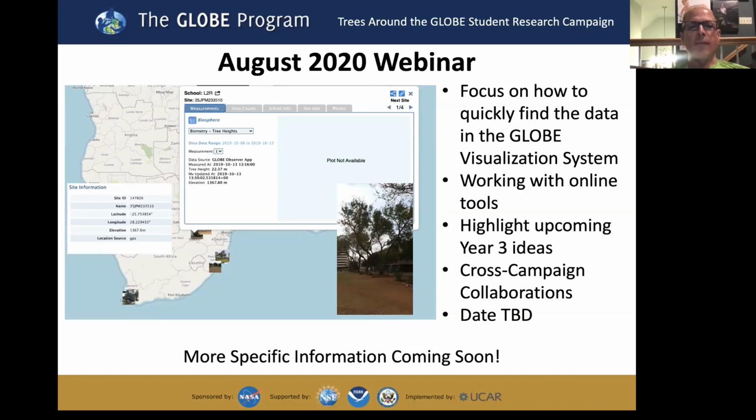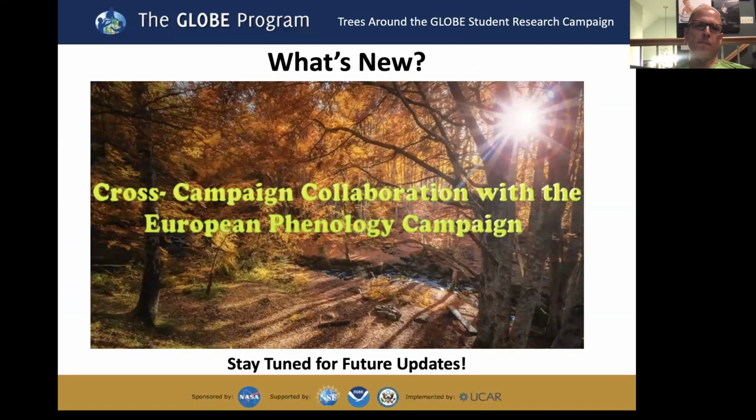There's a slide that I think I showed last time. We really want to highlight some of the other campaigns that we're going to be working with, like the European Phenology Campaign and GLOBE Mission Mosquito and the Surface Temperature campaign, like the Urban Heat Island information. We're going to come up with a date, and that date will be sent out soon. It's probably going to be around the first week of August. But our team is going through that right now, so stay tuned for more specific information.